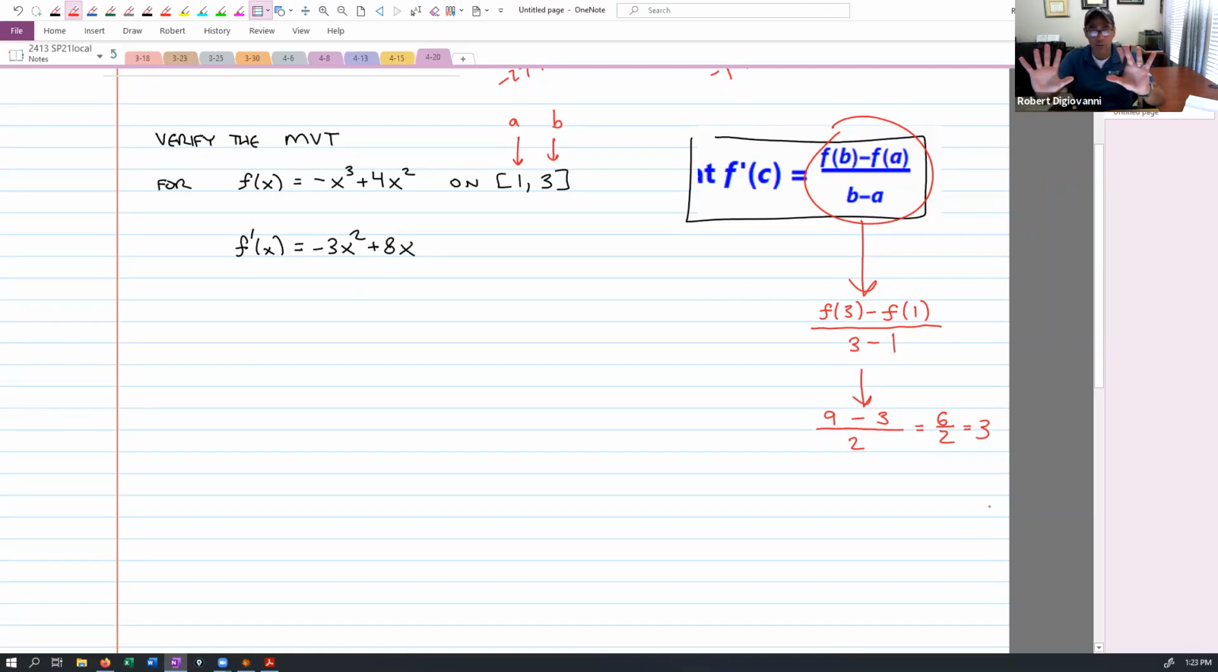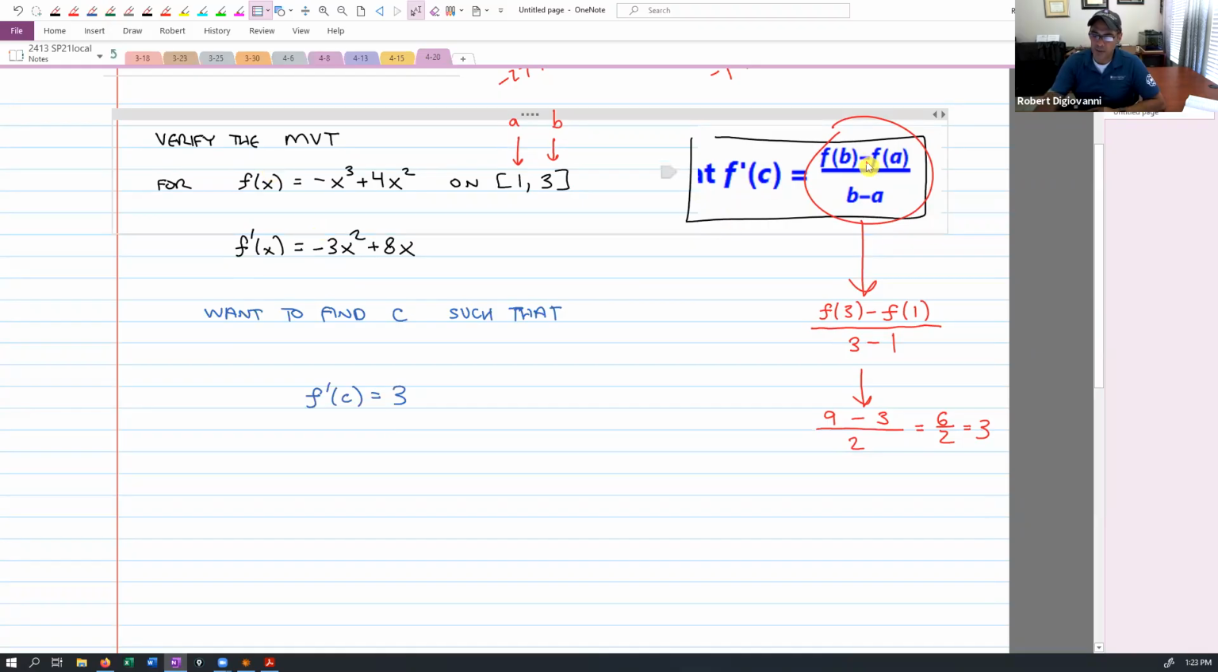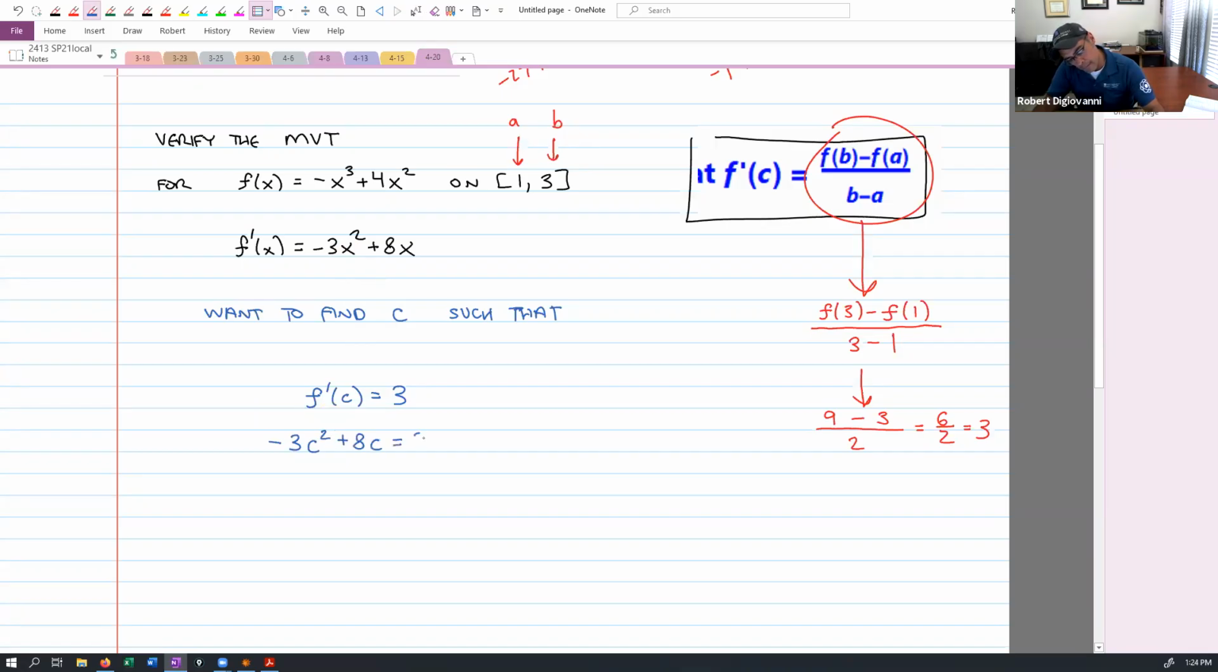All right, now here we go. Here's what we want. We want to find a C such that f prime of C equals 3. We want the derivative at some point to be equal to that slope. Now, f prime of C means take the derivative and plug C into it. And look what you have. This is a quadratic equation in C, isn't it? Yes. You can move everything over to one side.